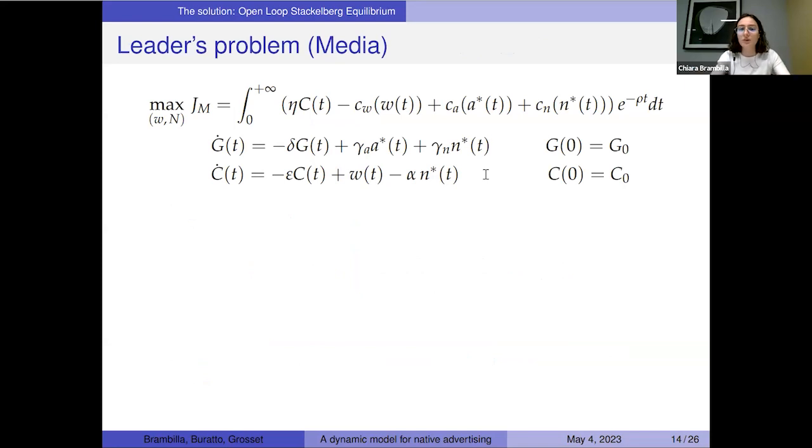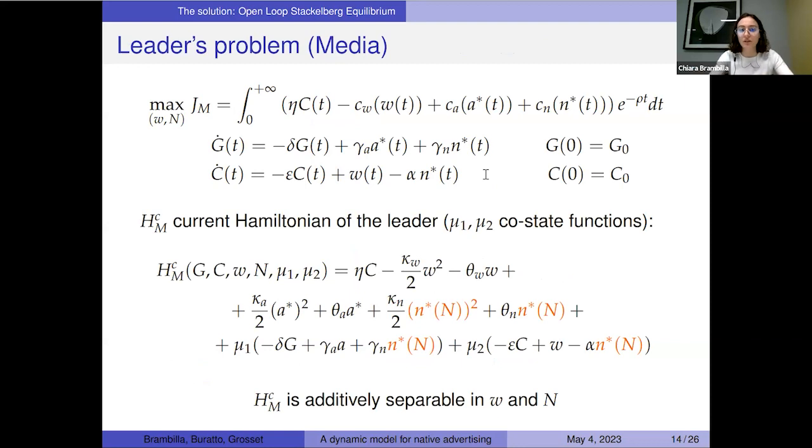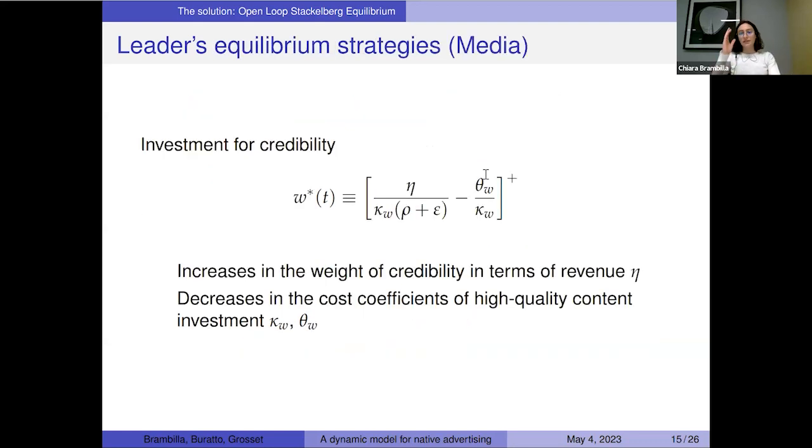And of course, also the media outlet wants to maximize its own current value Hamiltonian function with respect to its own controls that are W, the investment for publishing high quality content, so the investment for credibility, and the capital N upper bound to limit native advertising. Since we can see that this current value Hamiltonian function of the leader is additively separable in W and capital N, we maximize separately first in W and then in capital N. And the maximization with respect to W gives us this result, which is once again a cost and value, for which we have to consider the positive part. So this is the investment for credibility.